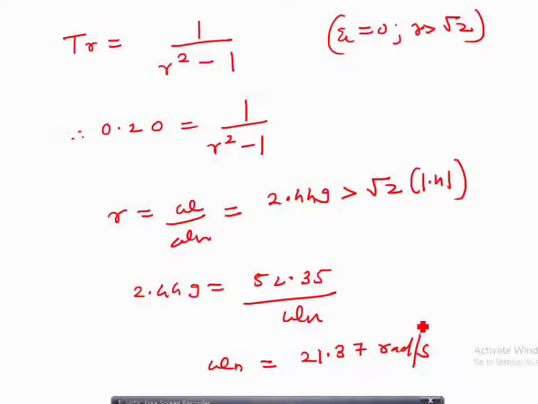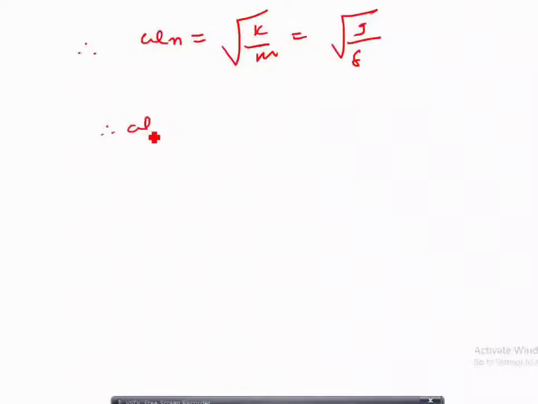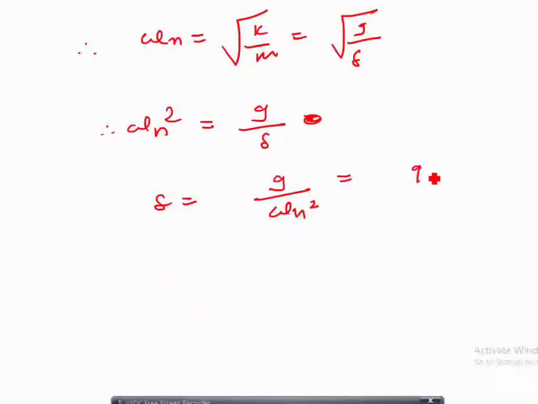Once you get omega n, they have asked you to calculate the required static deflection. So what is required static deflection? We know that omega n is equal to square root of k upon m, and there is another formula, square root of g upon delta. So from this I am getting omega n square is equal to g upon delta. So therefore delta is equal to g upon omega n square. So what is g? 9.81 divided by what is omega n? 21.37 bracket square. So from this I am getting delta in meters.